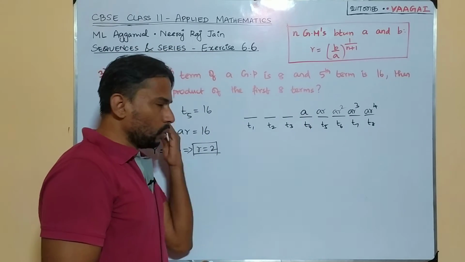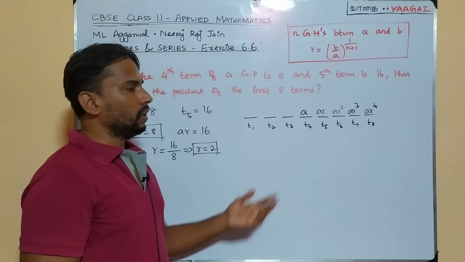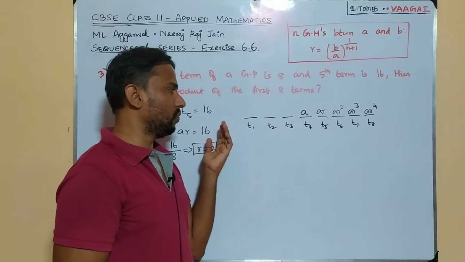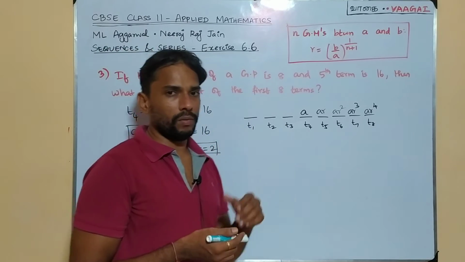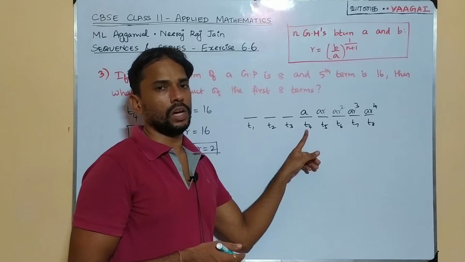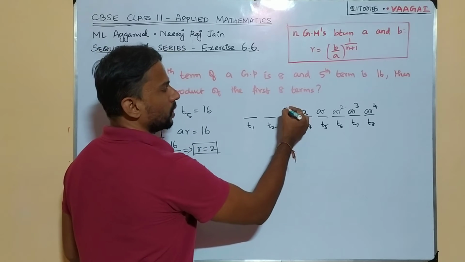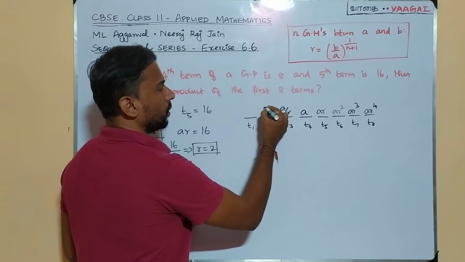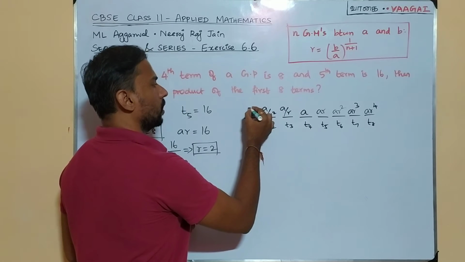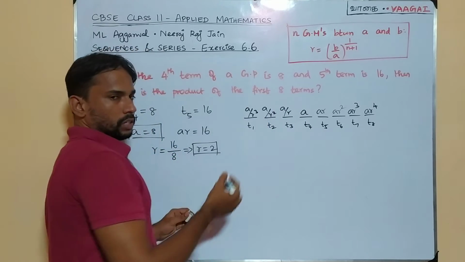And the same way, now fill the previous terms, I mean the first 3 terms. For that, you start from term 4 again and divide by R. So term 3 will become A by R, term 2 will become A by R square, and term 1 will become A by R cube.